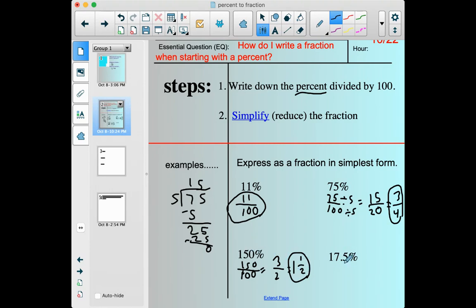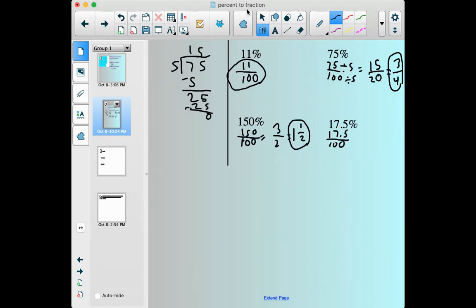Okay, 17.5%. This is where it gets just a little tricky because of that decimal. But I'm going to start the same way. We always put this over 100. So 17.5 out of 100. Now, what we don't want here is a decimal in our fraction. So just like when we were dividing and we had a decimal where we didn't want it, we can get rid of this decimal by moving the decimal point over.